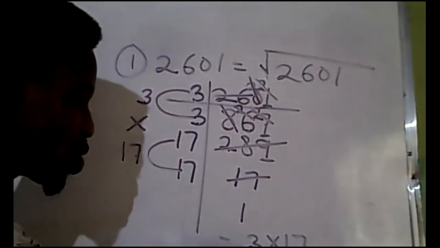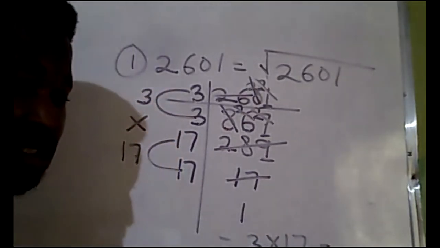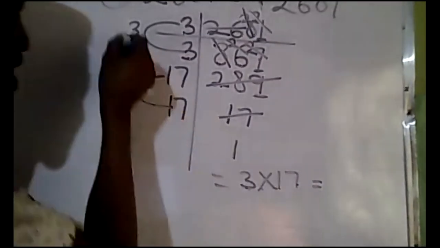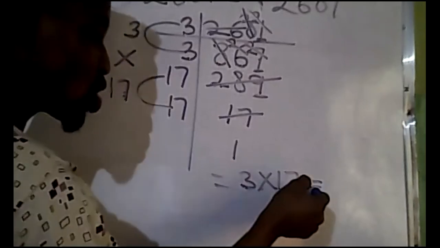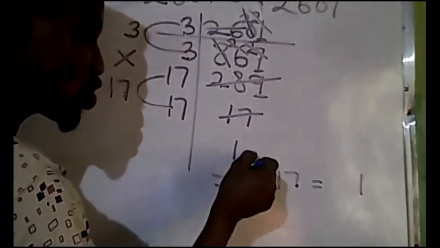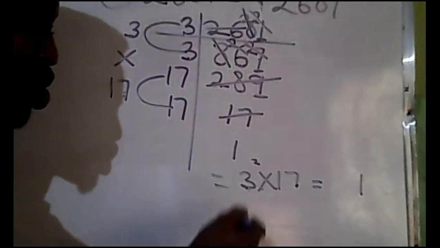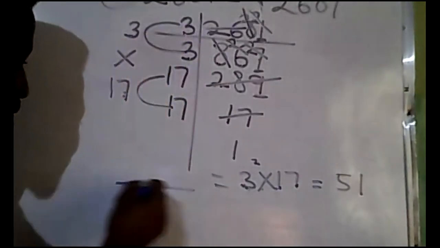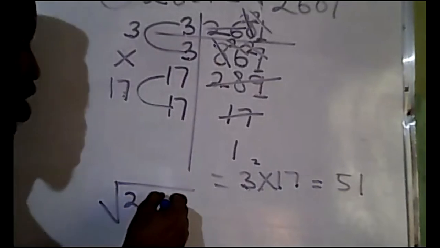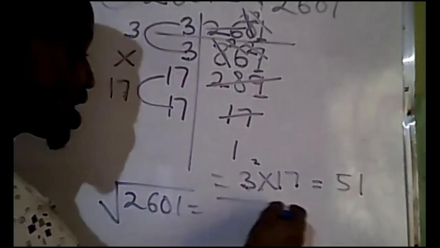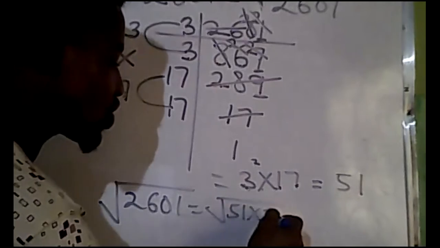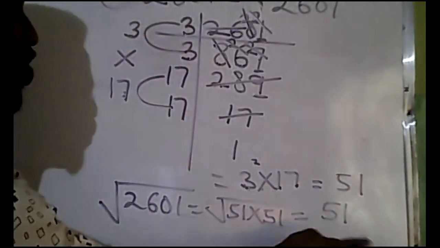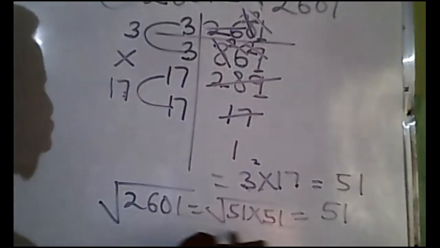So let's do it together. 3 times 7 is 21, right? So let me make you see what I'm doing. All right. So say 3 times 17. 3 times 7 is 21. Write 1. Move 2. Now left with 2. 3 times 1, 3 plus 2, 5. So the square root of 2,601 is 51. Is that clear? So our answer is 51. The square root of 2,601 is 51.